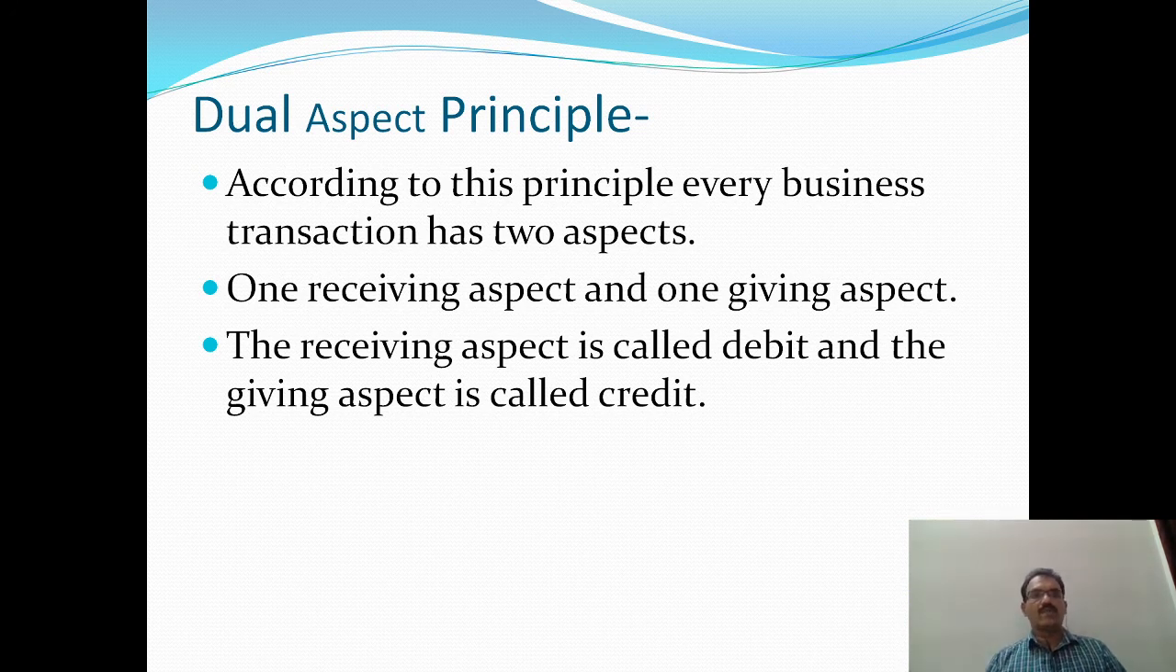So according to the dual aspect concept, every transaction has how many aspects? Two aspects will be there. One aspect is the receiving aspect and the other aspect is the giving aspect. And the receiving aspect is called debit and the giving aspect is called credit.